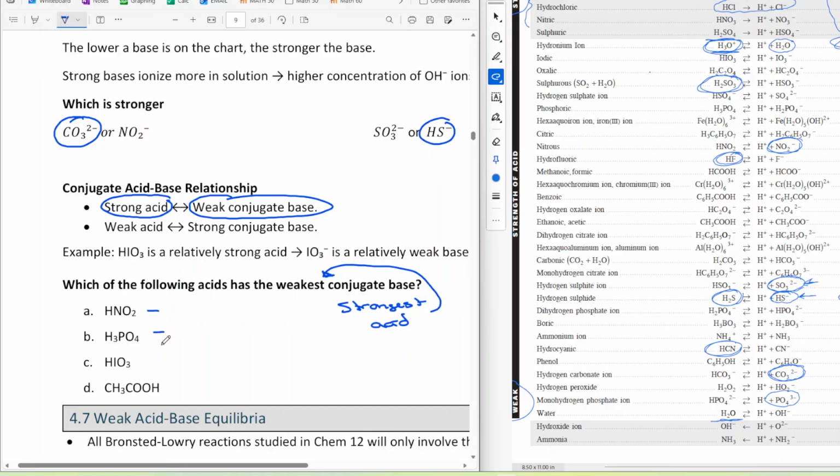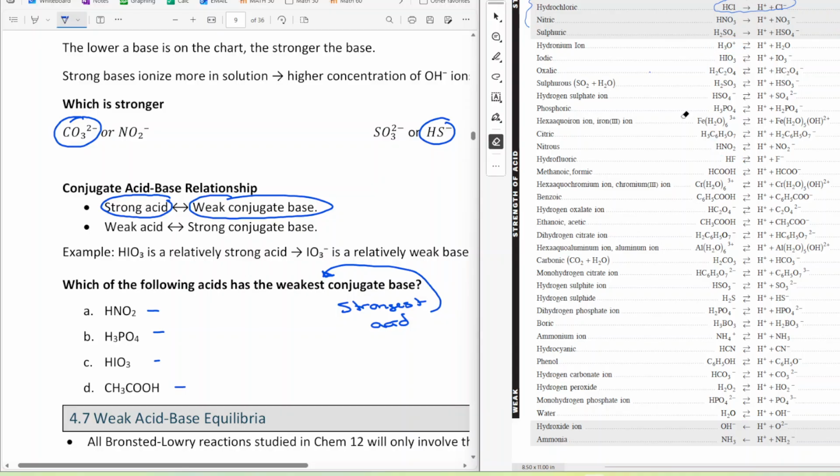So which of these four acids is the strongest? Well, it's hard when I've got all of this stuff already circled on here. But I can just get rid of all these circles. Okay, so let's quickly circle all of these acids that are listed. So we've got HNO2, and this is good practice of learning where things are because you have to use this chart a lot. So HNO2 is here.